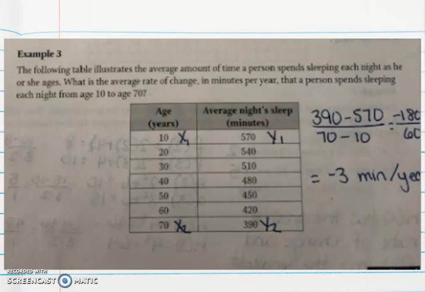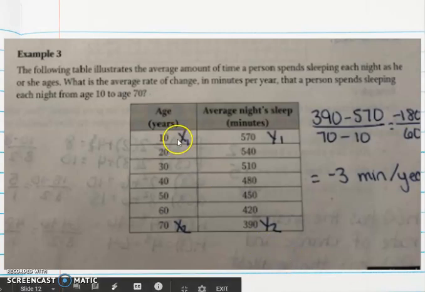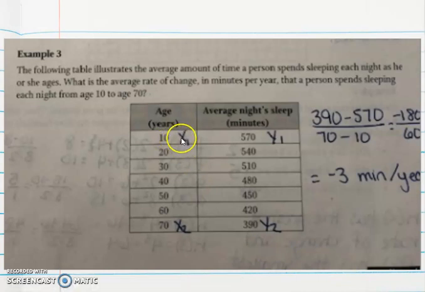So you'll notice on my copy that I labeled my first point at age 10 as x1, y1, and then at age 70 is where my x2, y2 came from. So I'm using those two values to calculate my average rate of change because those are the given numbers they have given me to determine the average rate of change. So when I calculate all of that, I get that on average, a person spends 3 minutes less each year sleeping.